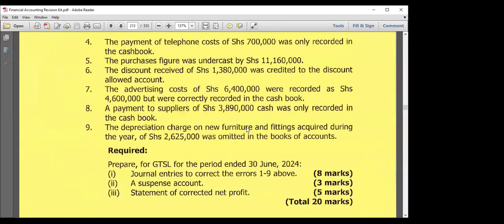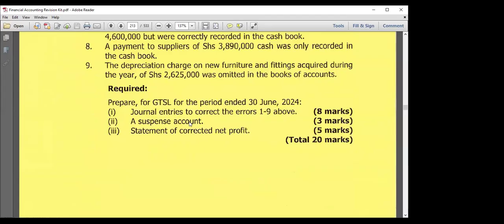Then let's look at the required. Part 1, prepare for GTSL for the period ended 30th June 2024 journal entries to correct the errors 1 to 9 above, 8 marks. 8 out of 20. Then 2, prepare a suspense account, 3 marks. That is already 11 marks. Statement of corrected net profit is very easy if you've worked out these 2.